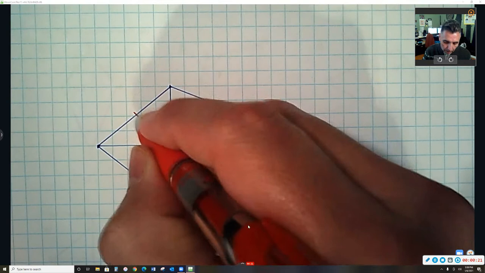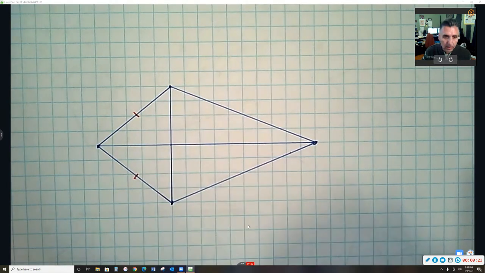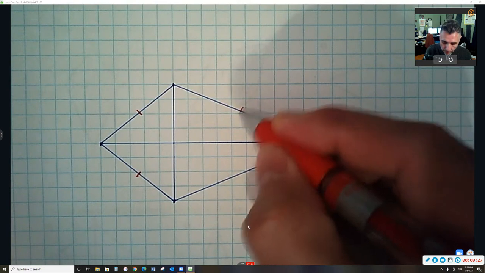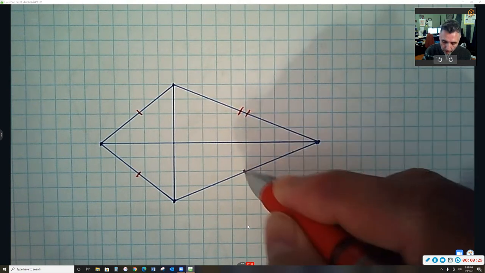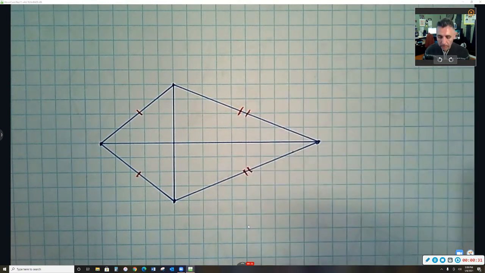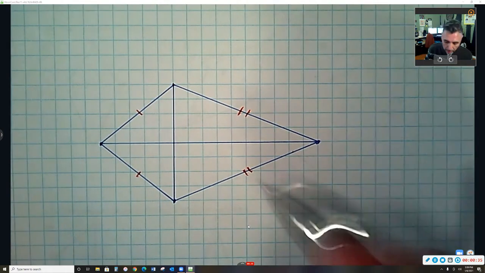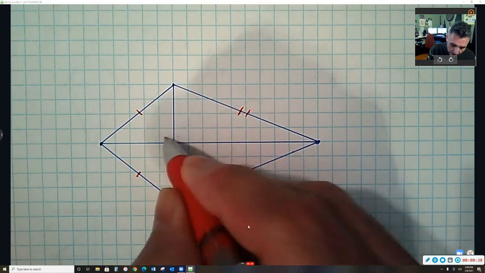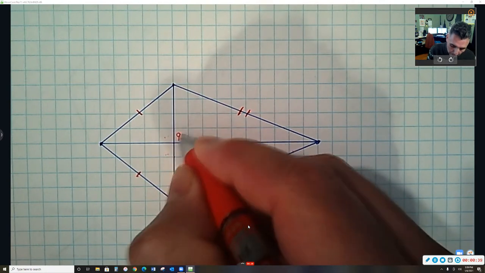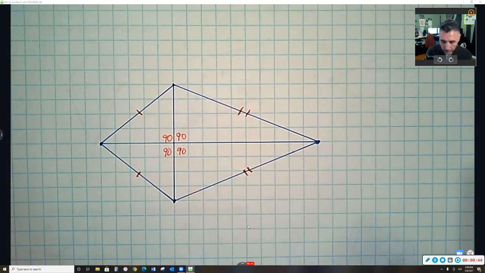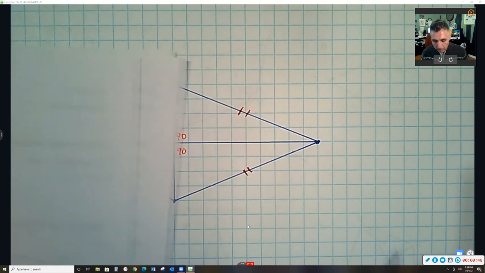One of the properties is these two sides have the same measure, okay? And then these two sides right here of the kite are also the same measure. That means whatever length this is, that's going to be the same length. And then also these four angles that are in here, they're all equal 90 degrees. Okay.